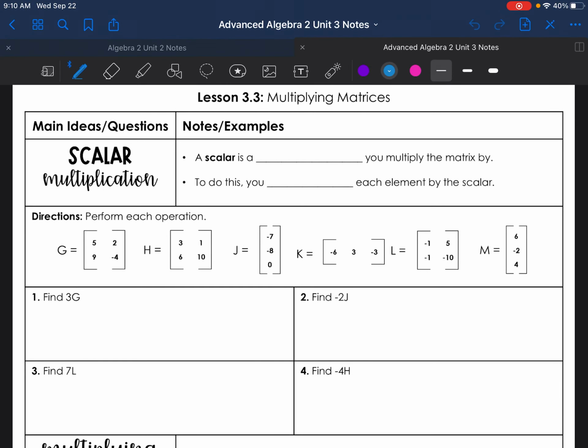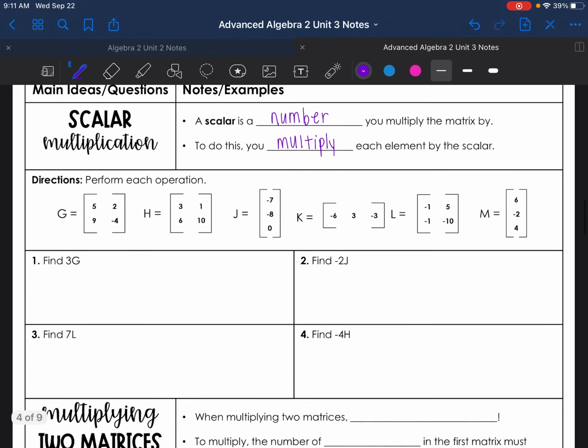Hey guys, in this video we're going to be doing lesson 3.3, which is on multiplying matrices. We're going to start out learning about scalar multiplication, and a scalar is just a number that you multiply the matrix by. To multiply a matrix by a number, you multiply every element by that scalar. Kind of like the distributive property is essentially what you're doing.